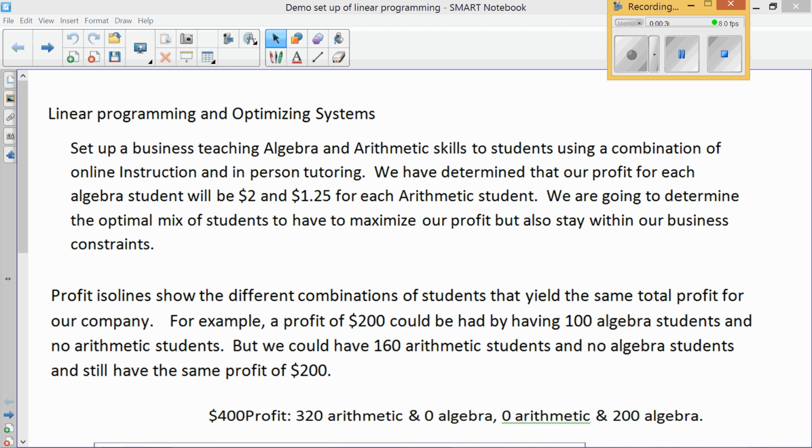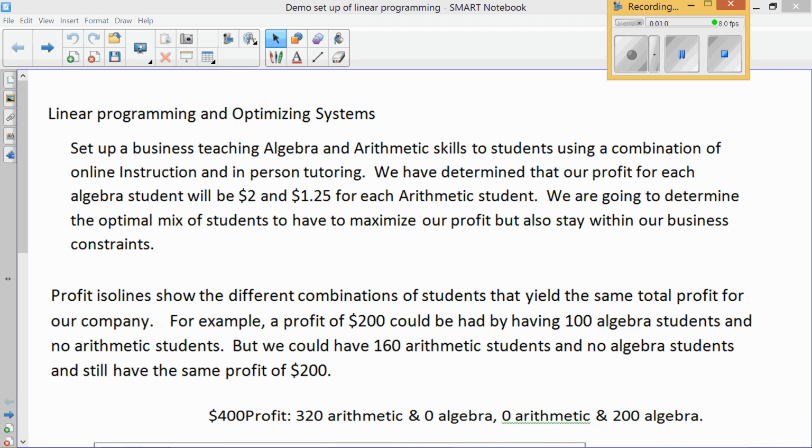Profit isolines show different combinations of students that yield the same total profit for our company. For example, a profit of $200 could be had by having 100 algebra students, since we get $2 profit per algebra student, but no arithmetic students. Or we could have 160 arithmetic students at $1.25 each to get $200 and no algebra students, and that would still give us the same profit of $200. And then there are multiple scenarios in between, with combinations of algebra and arithmetic students.